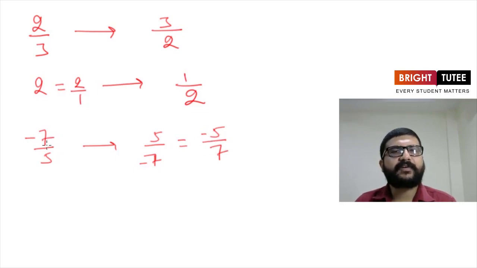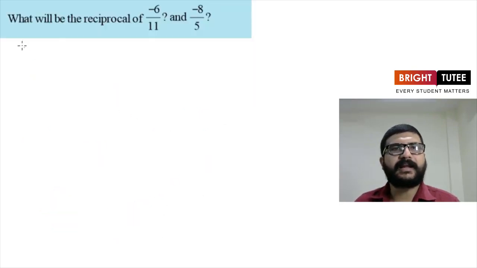So basically, for finding reciprocal of a number, we have to change numerator with denominator and denominator with numerator without taking the sign. So here minus 7 upon 5, reciprocal is minus 5 upon 7. The minus sign we can keep in numerator only. Let's take one more example, minus 9 upon 2. So its reciprocal will be minus 2 upon 9. So this is how we find reciprocals of a number. Now let's try this question. The question here is, what will be the reciprocal of minus 6 upon 11 and minus 8 upon 5?